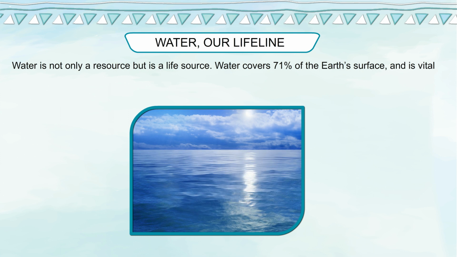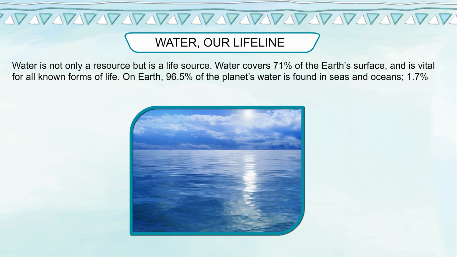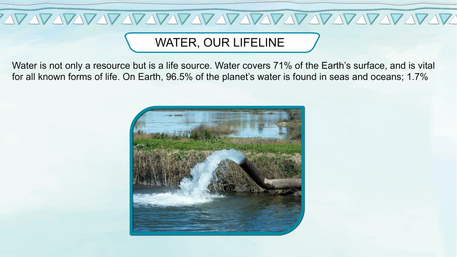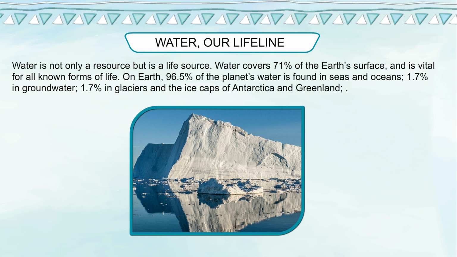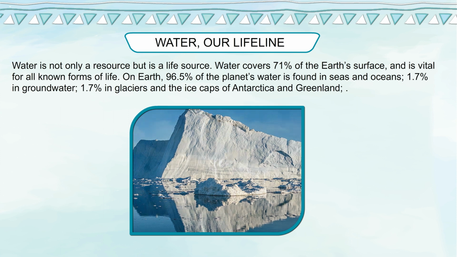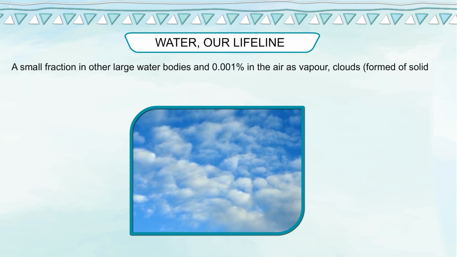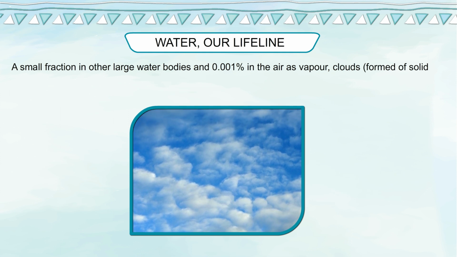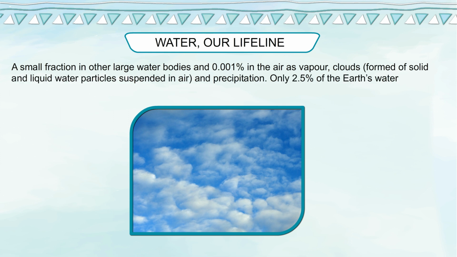Water covers 71% of the Earth's surface and is vital for all known forms of life. On Earth, 96.5% of the planet's water is found in seas and oceans, 1.7% in groundwater, 1.7% in glaciers and the ice caps of Antarctica and Greenland, a small fraction in other large water bodies, and 0.001% in the air as vapor, clouds formed of solid and liquid water particles suspended in air, and precipitation.